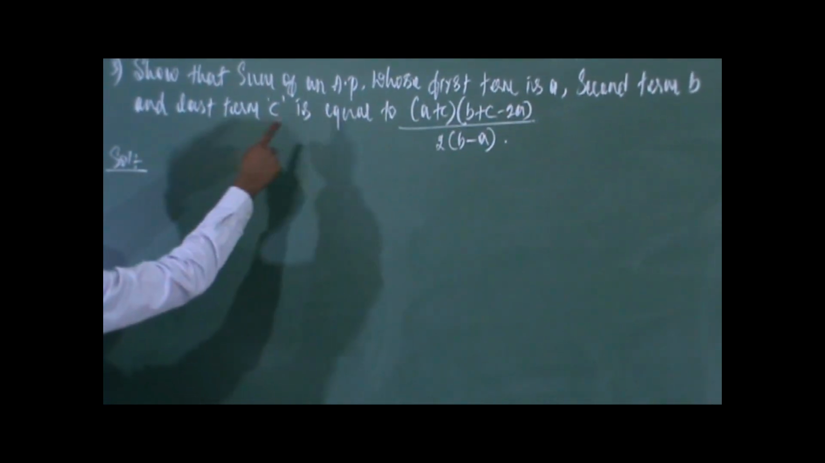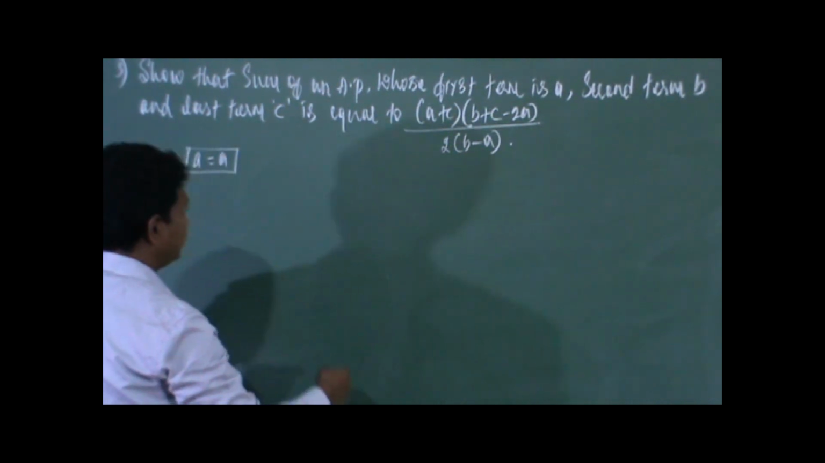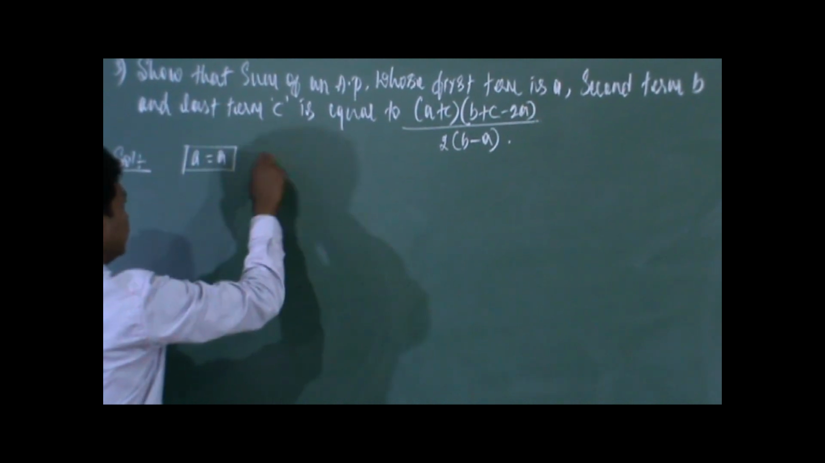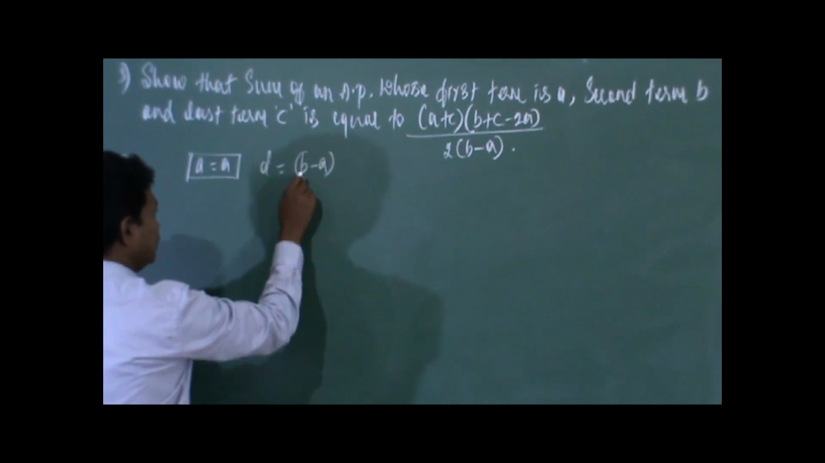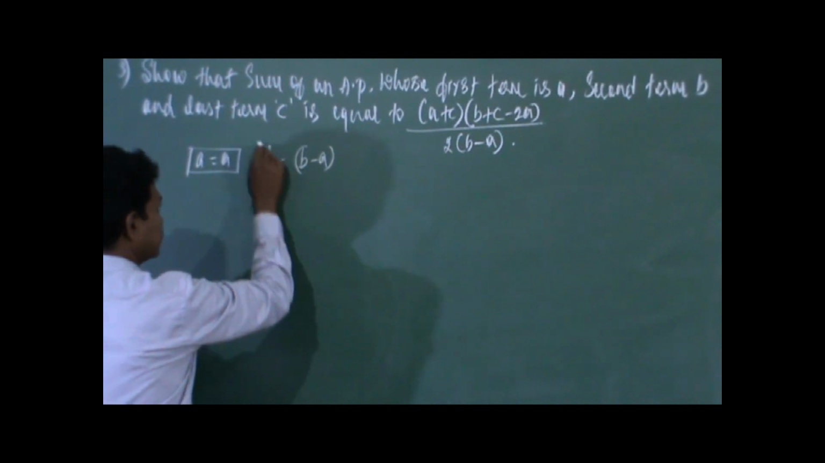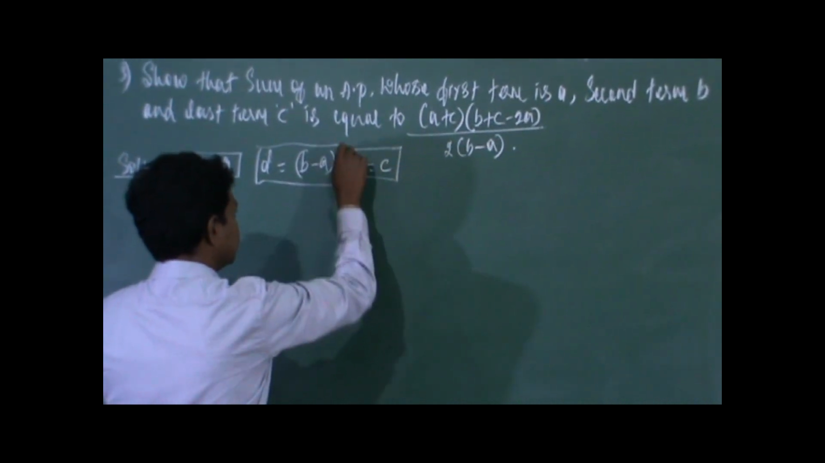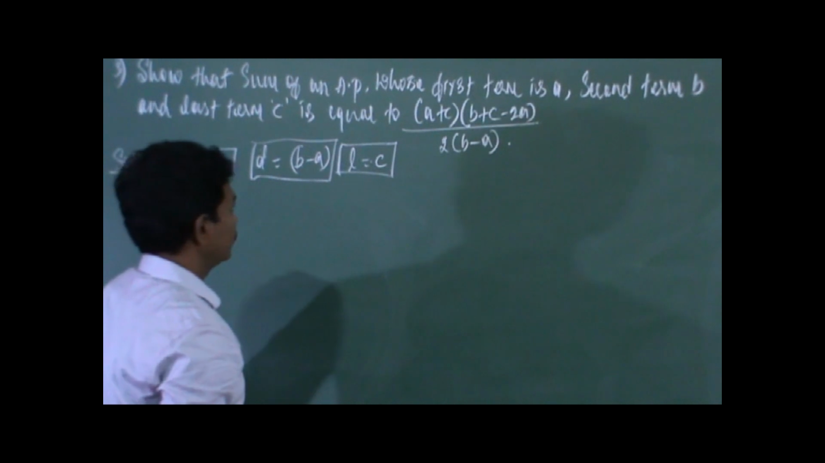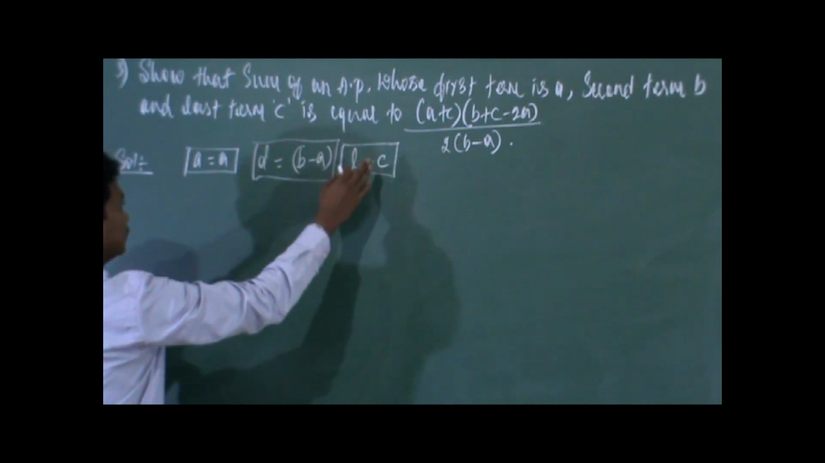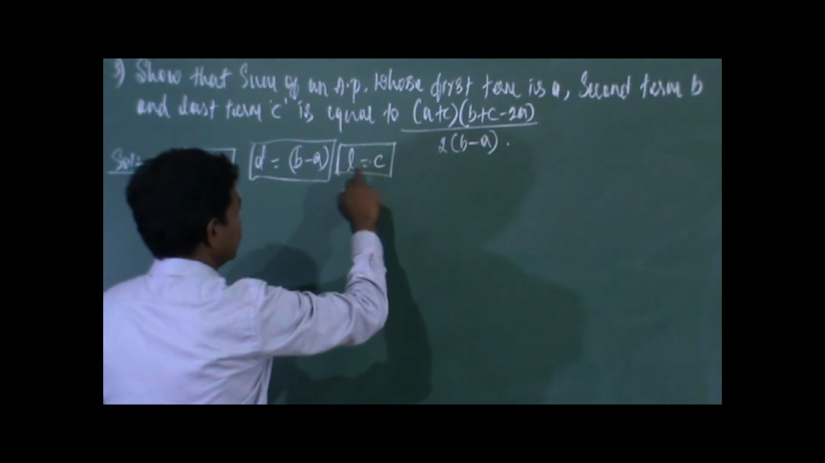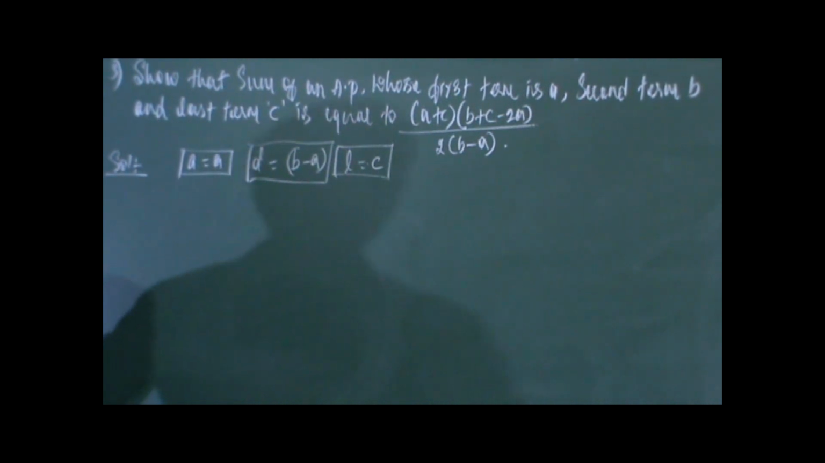Okay. Show that the sum of an AP whose first term is A. So first term is A, and the second term is B. Last term is C. So we can find out D here. So D comes B minus A, because B is the second term and A is the first term. So common difference is B minus A. And last term is C, that is An is equal to C, whichever you want you can take. Okay, so you have to show that the sum is (A plus C) into (B plus C minus 2A) by 2 into (B minus A). We have to prove this.